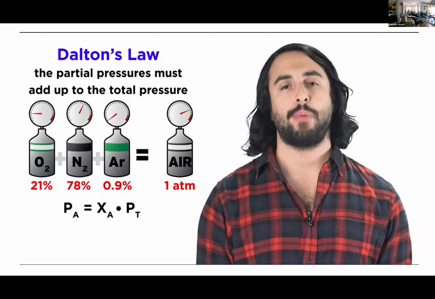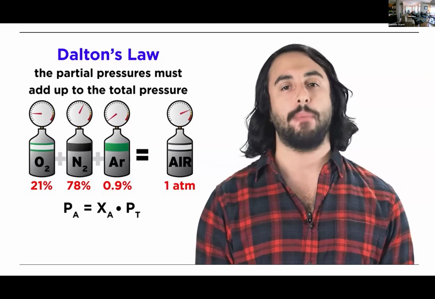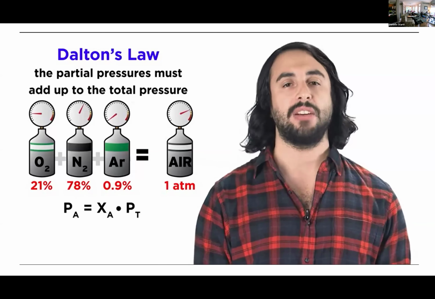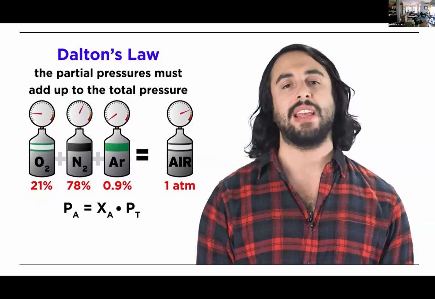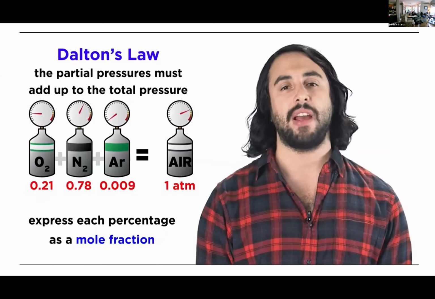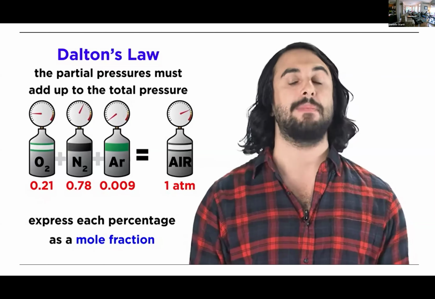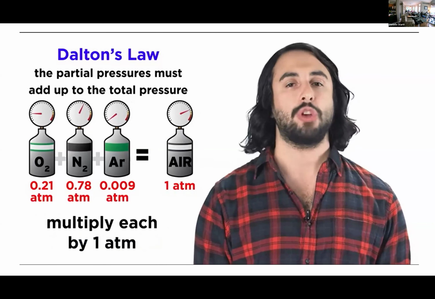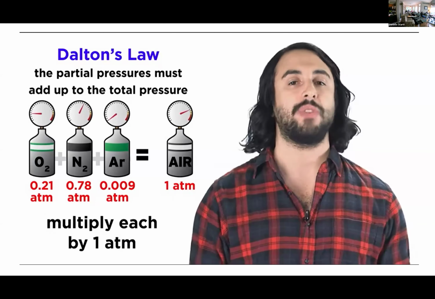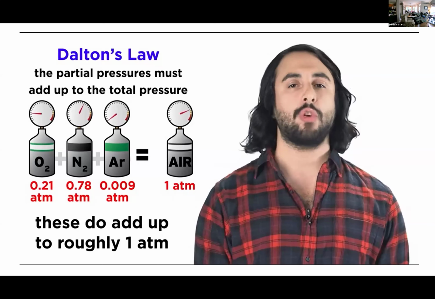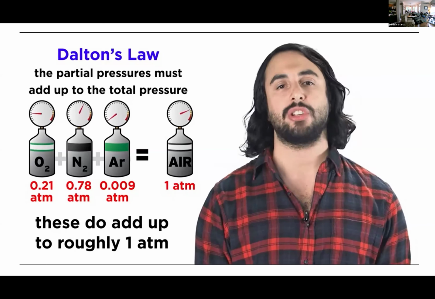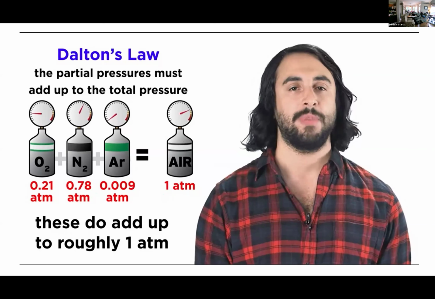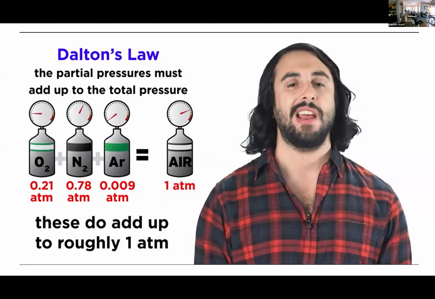Well, again, the partial pressure of a gas is related to the mole fraction of the gas, or the fraction of the mixture that gas represents by number of particles. This means we can take these percentages and divide them by 100 in order to express them as mole fractions. And then we can multiply each mole fraction by the total pressure to get the partial pressure of each substance. So it's quite simple to calculate the partial pressure of each gas in our sample. And we can see that these do add up to a total of 1 atmosphere, just as the individual percentages add up to 100%.